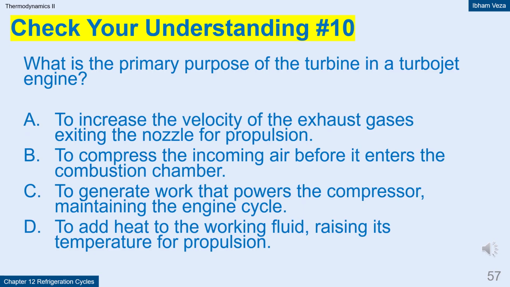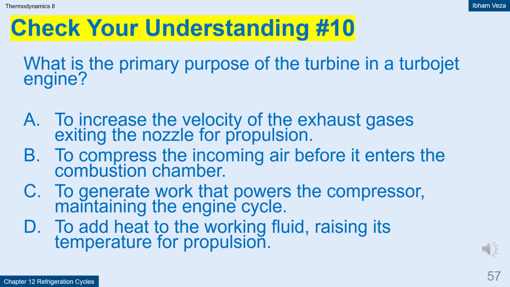Answer C. To generate work that powers the compressor, maintaining the engine cycle. Explanation of why other answers are wrong. A. To increase the velocity of the exhaust gases exiting the nozzle for propulsion. Incorrect, because increasing exhaust gas velocity is the role of the nozzle, not the turbine. B. To compress the incoming air before it enters the combustion chamber.